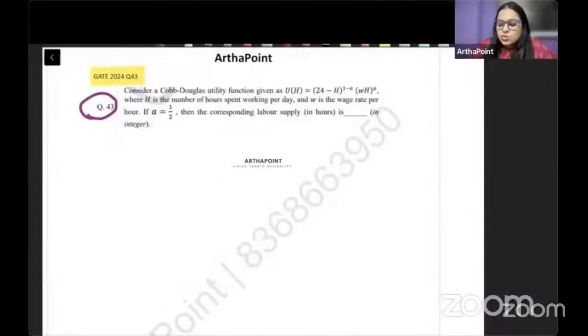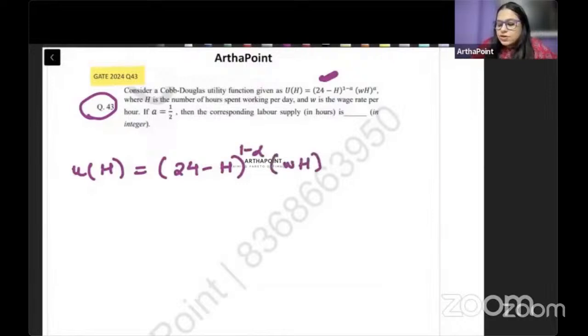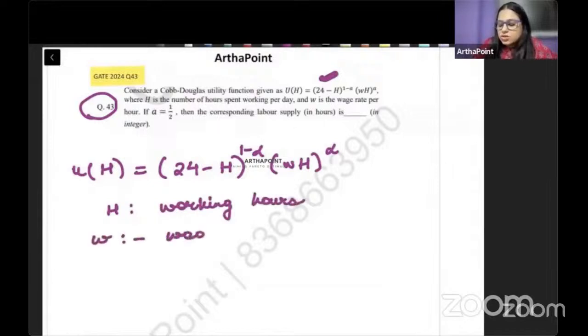Consider a Cobb-Douglas utility function. You are given a utility function (24 minus h) to the power 1 minus alpha, times wh to the power alpha. H is the number of hours spent working per day, working hours. W is the wage rate per hour. So you are given W as wage rate per hour. Alpha is given to you as half.